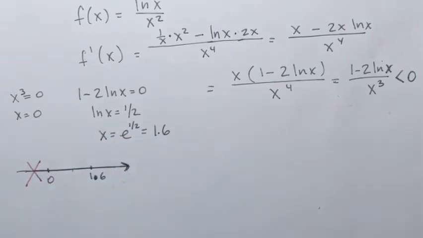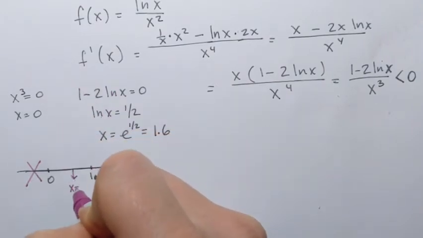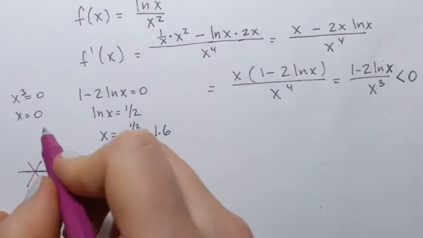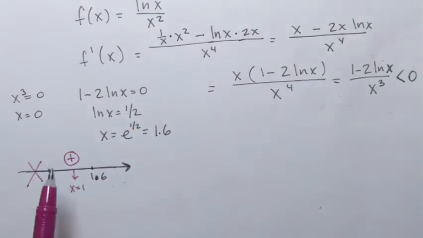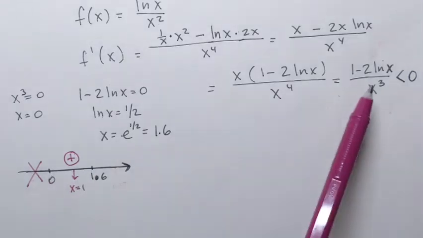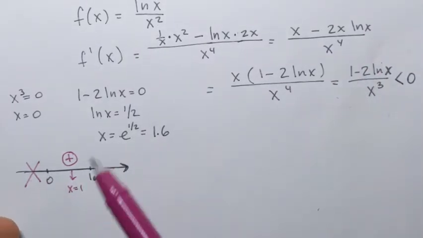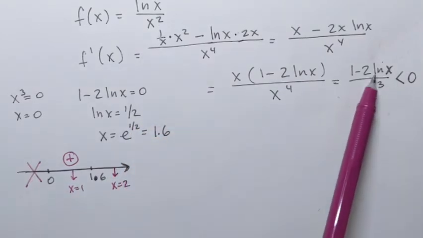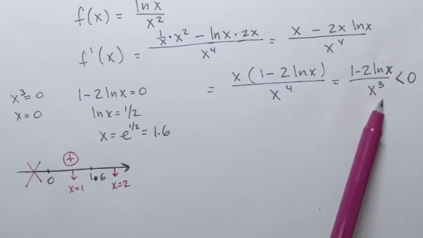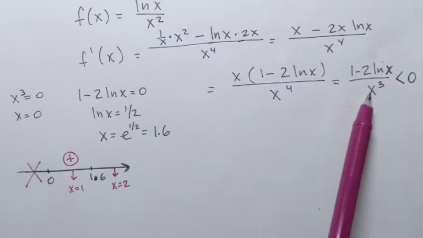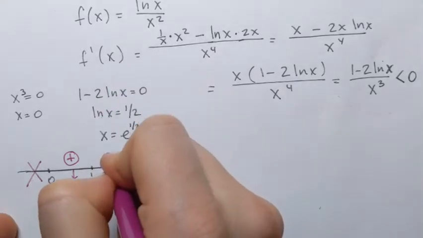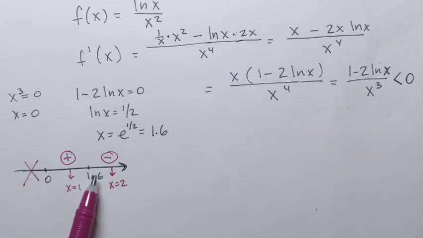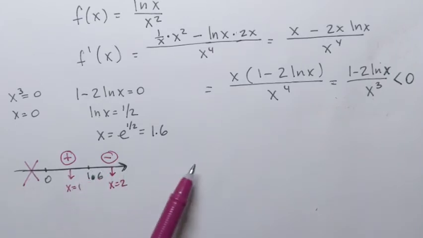So if I pick x equals, let's say, 1 from this interval and plug that into the expression, I'll see that it produces a positive value. So everywhere on this interval from 0 to 1.6, that expression is going to be positive. If I test something from the second interval, let's say x equals 2, and plug that in, I will determine that it's going to be negative. So just try plugging in 2 for x and see what happens. So that's negative. That means that expression is negative everywhere on the interval from 1.6 to infinity.